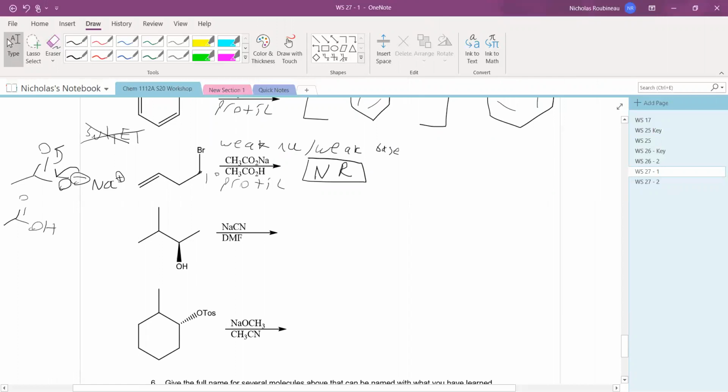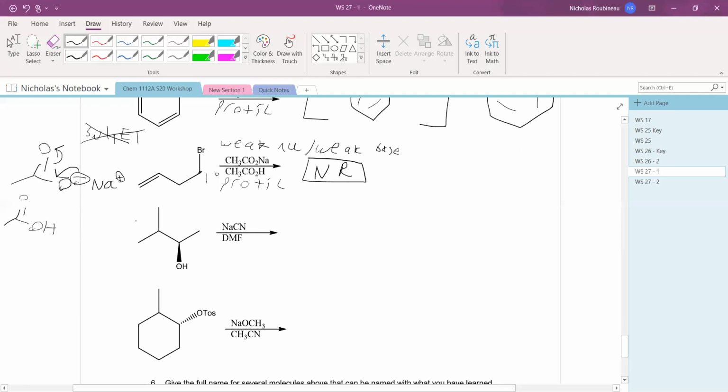Okay, what about this next one? We have alcohol reacting with sodium cyanate and DMF. Do we have any guesses on what it is? And why is it no? Yeah, that's correct, Michael. So this is another very tricky one. Like I said in my email, I made this difficult on purpose.